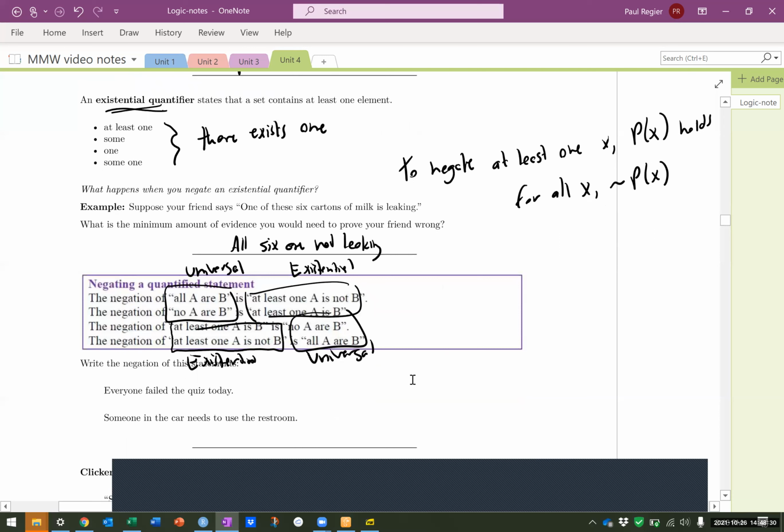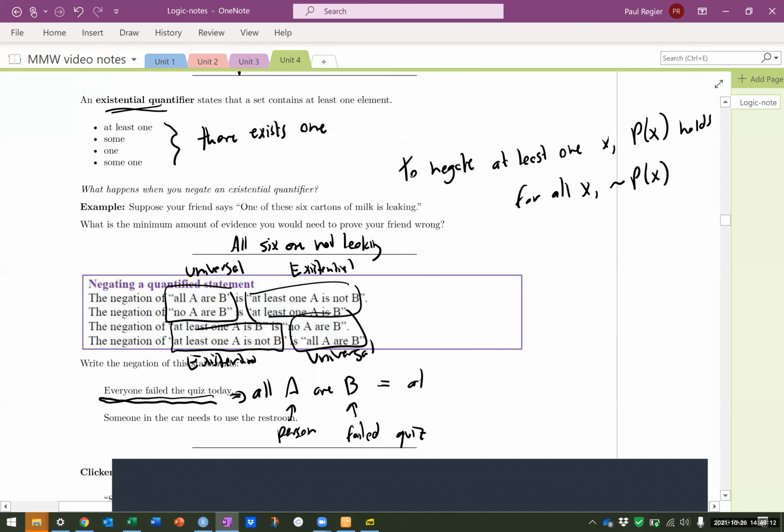So here's the example. Suppose you walk in and say, everyone failed this quiz today. To negate that, what do I need to say? This is similar to saying all A are B, where A is every person in class and B is failed the quiz. Okay, all A are B, I write it like that. What's the negation of that? All A are B means at least one A is not B.